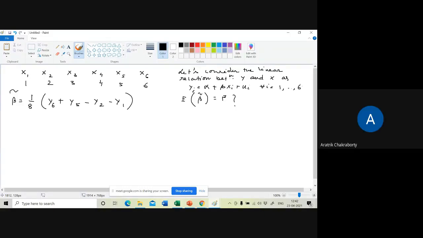Ma'am, we need to compute all the y's in the estimator. So y6, y5, y2, and y1. Y6, how will I present it? Ma'am, it'll be alpha plus beta x6 plus the random error u6. Yeah. So everybody should move like that. Y6 should be replaced by alpha plus beta x6 plus u6. Y5 will be written as alpha plus beta x5 plus u5 and so on. Please do that.